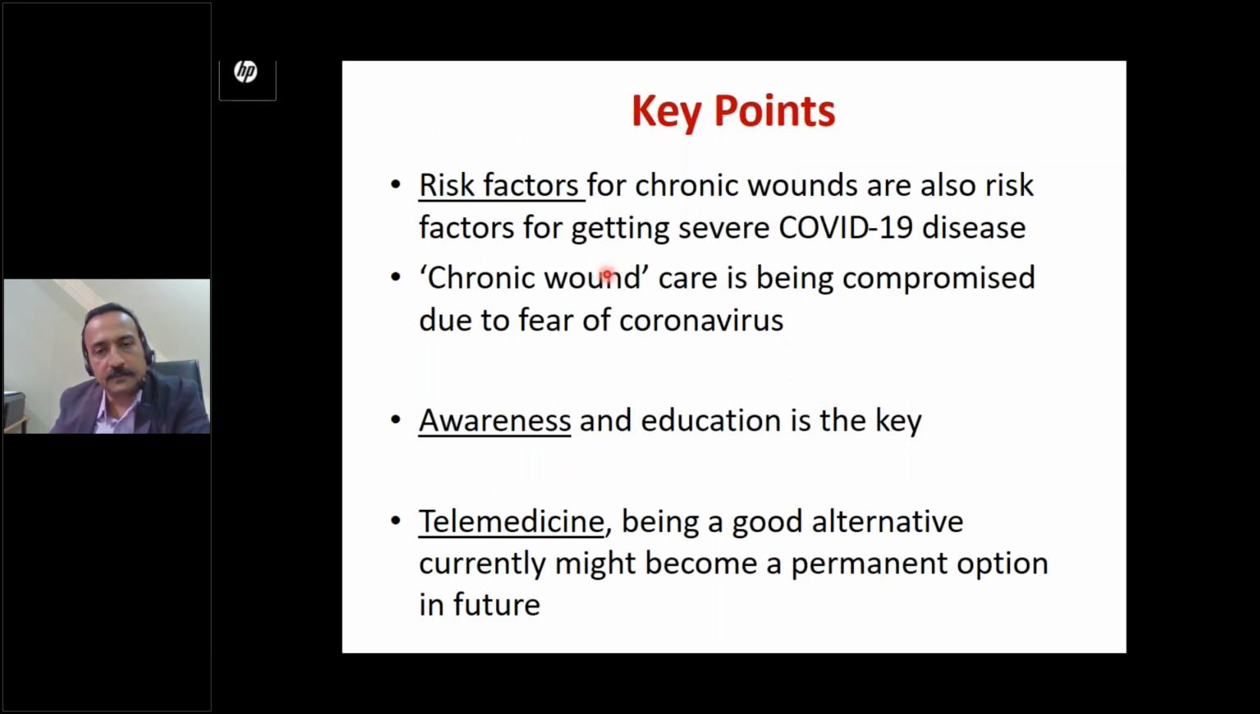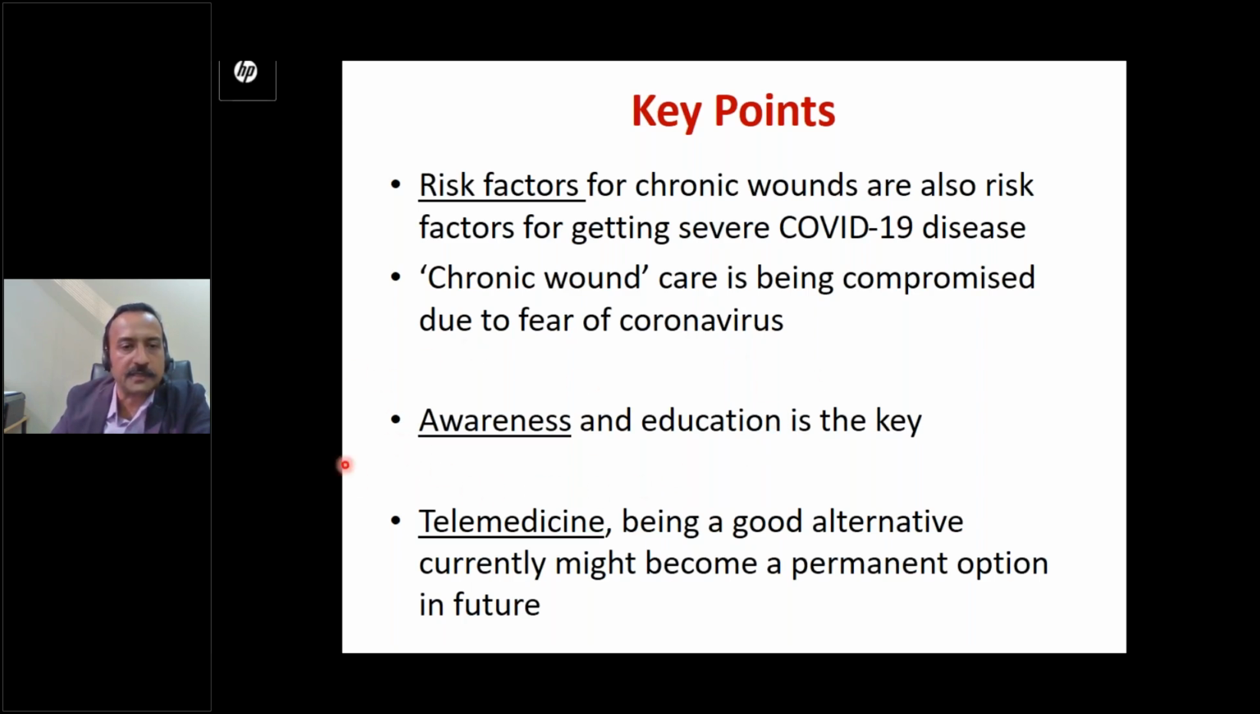So the key points for chronic wounds and COVID-19: the risk factors unfortunately are the same. Somebody with a chronic wound has some risk factors, then you can even get a severe COVID-19 disease. And because of this pandemic, earlier there was a call that all elective surgery cases should be stopped. And a lot of restrictions were there on patient mobility. There was fear of corona. Even we didn't know much about corona. Our knowledge has increased over the last few months. So chronic wound care was compromised. People were scared of going to the hospital to get their wounds addressed. Hospitals were not sure what to do. All the staff and resources were mobilized towards managing COVID the disease. So wound care was compromised.